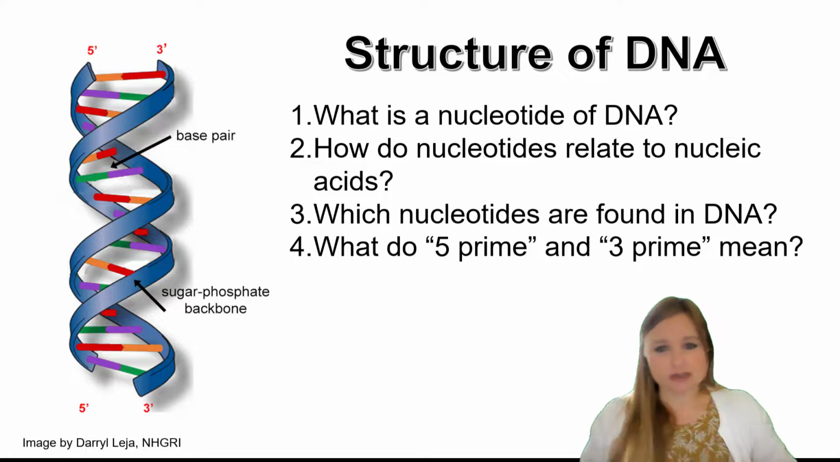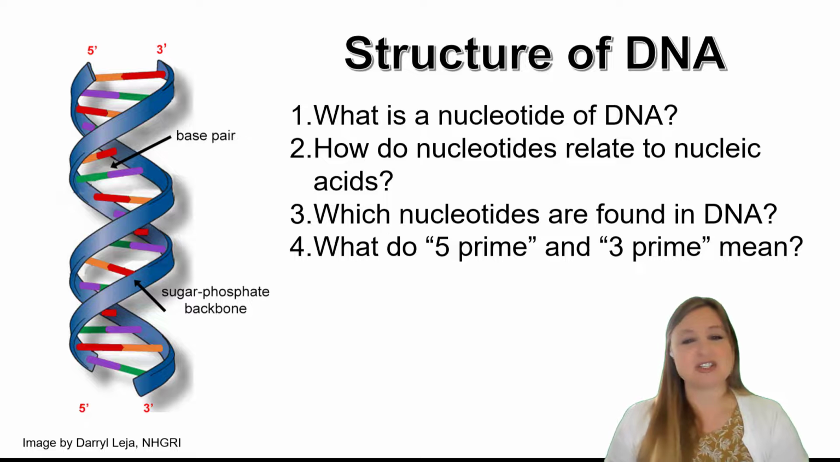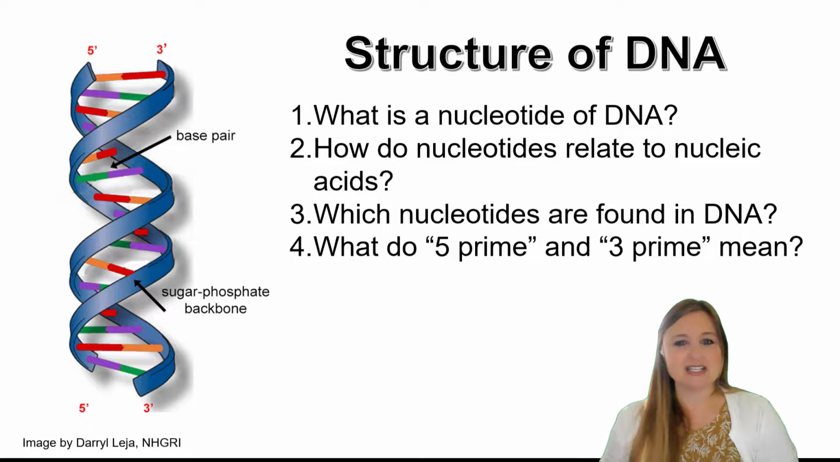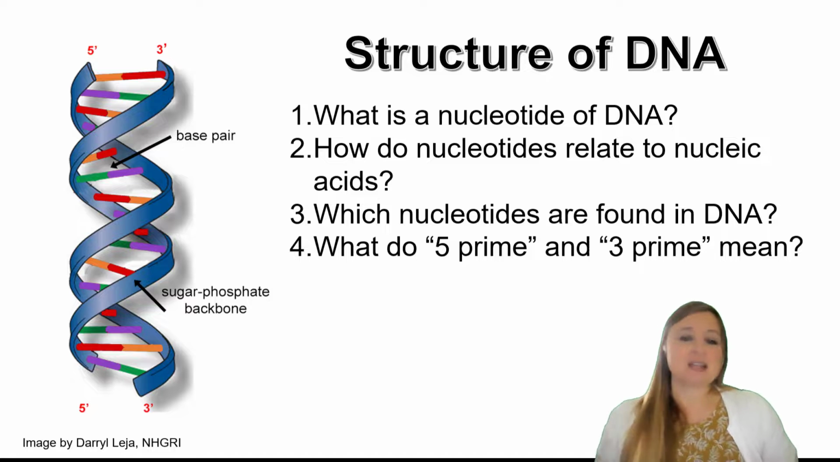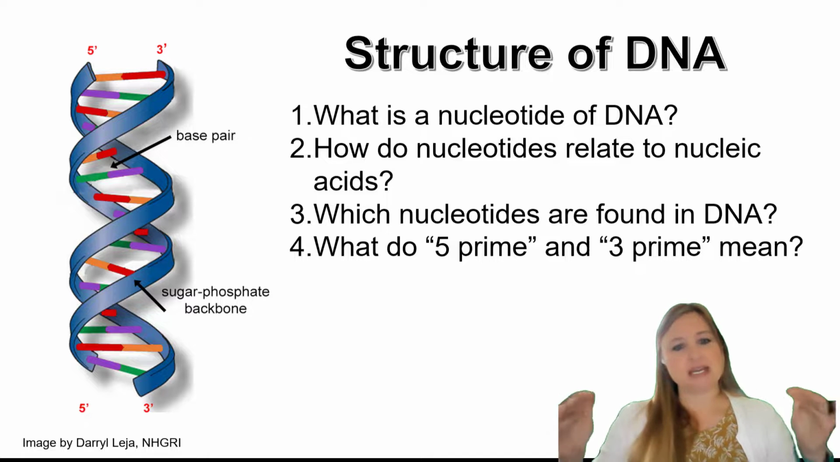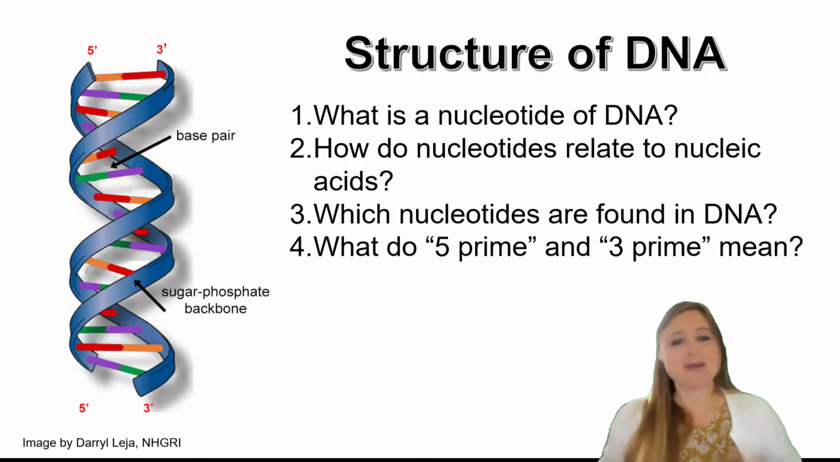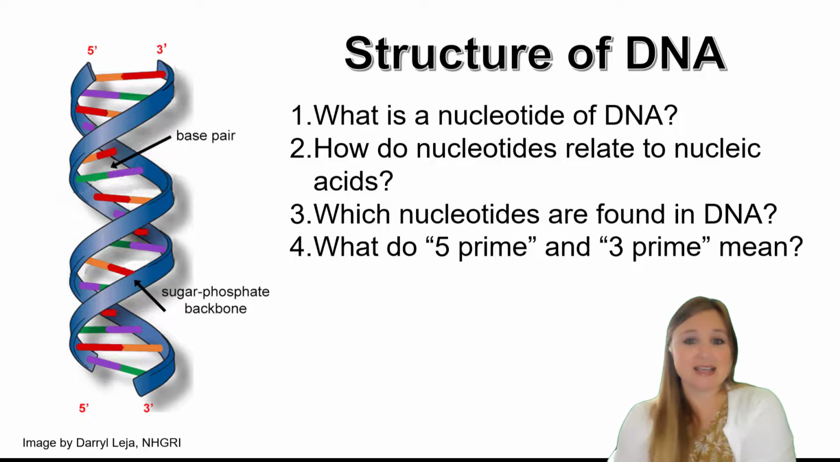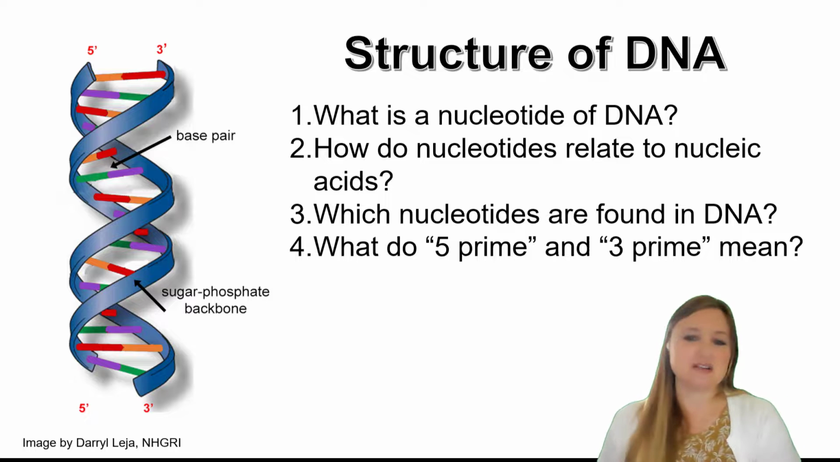Okay, so let's think about what we learned today, the structure of DNA. And I know that was a lot. So maybe you want to go through the different parts individually just to review to make sure you have a good understanding. We learned what is a nucleotide of DNA, how do nucleotides relate to nucleic acids, which nucleotides are found in DNA, and what do 5' and 3' mean. If you want, you can pause the video here and see if you can answer each of these questions. Then you can unpause it and come back, and I'll explain the answers to all these questions. See if we can come up with a concise answer to all of these.